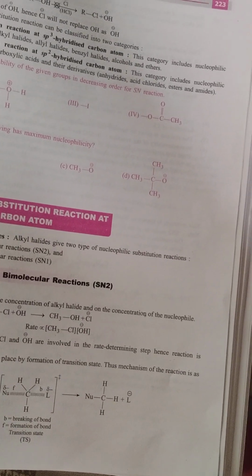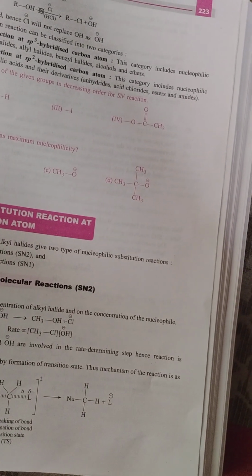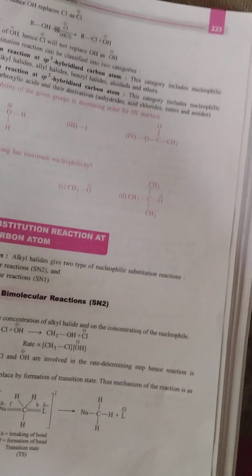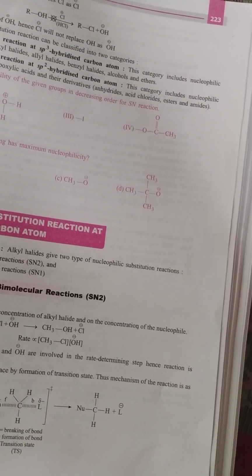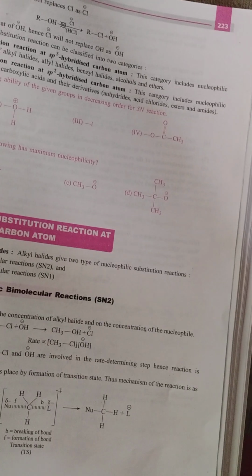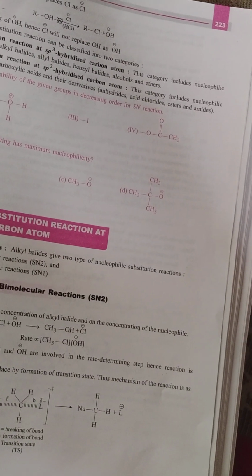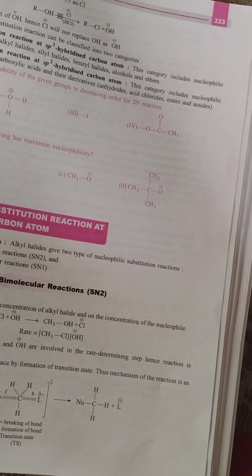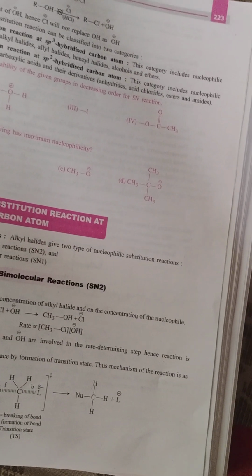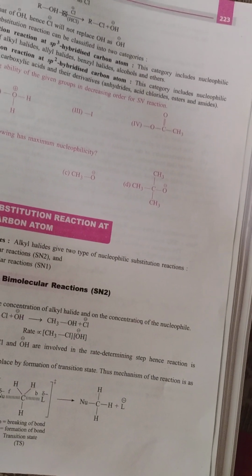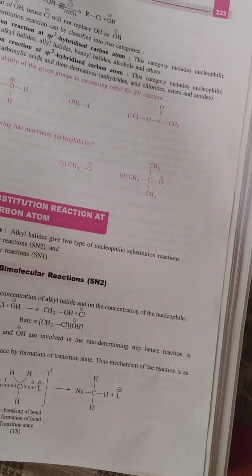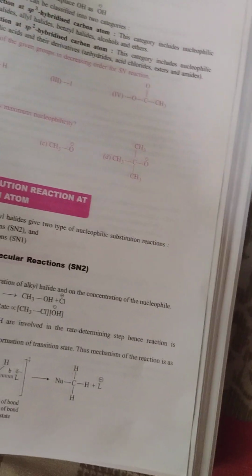The rate of reaction depends upon the concentration of alkyl halide and the concentration of nucleophile. Thus, the rate of reaction is directly proportional to the concentration of alkyl halide and hydroxide. In this reaction, the two species CH3Cl and OH negative are involved in the rate determining step. Hence, the reaction is bimolecular. In this reaction, product formation takes place through the formation of a transition state. Thus, the mechanism of the reaction is as follows.